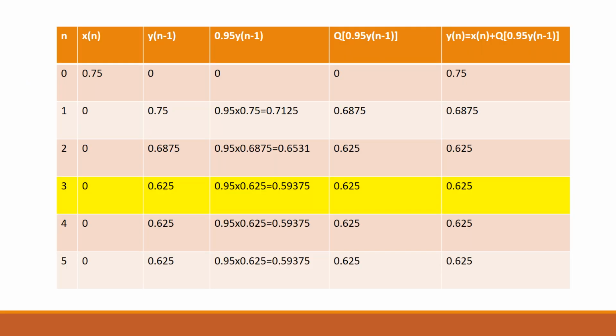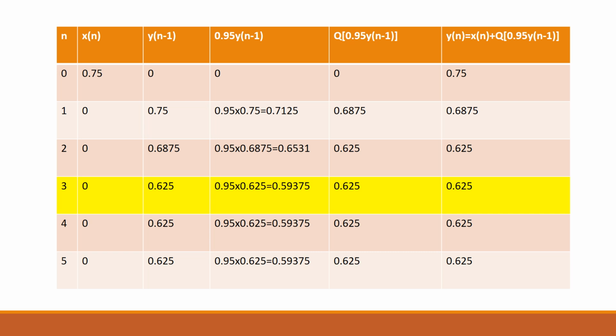So for the second iteration, we got the answer as 0.625. Now we go for the third iteration because we need constant values at the output. Then only we can stop our iteration. For the third iteration, the previous output is taken as 0.625. Then it is multiplied by 0.95, so we get 0.59375.